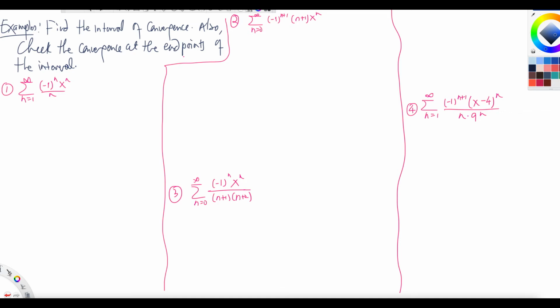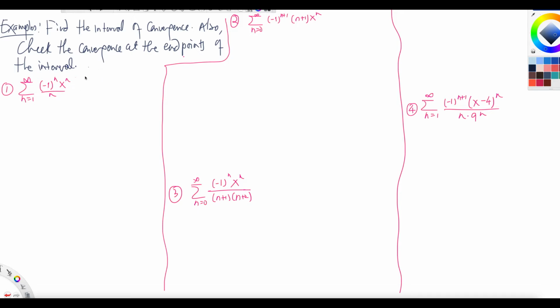All right, let us see some more examples. In these examples, we will not only find the radius of convergence, but also find the interval of convergence, and then we will check the convergence at the endpoints of the interval. So we'll have to check at each of the endpoints. Find the interval of convergence of the following series and also check the convergence at the endpoints of the interval. That's what we want to do.